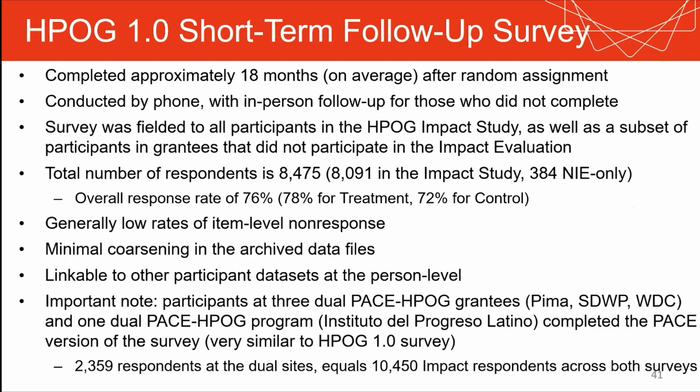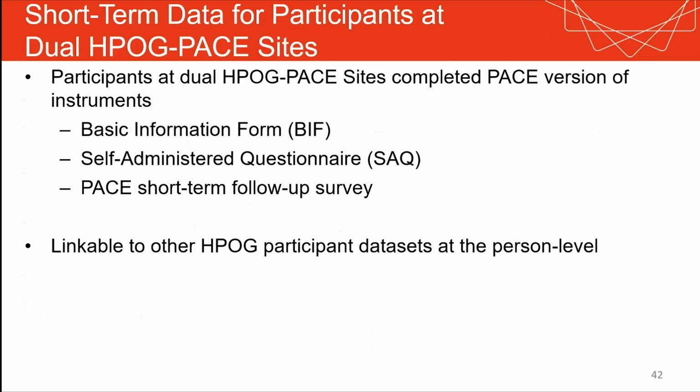Next, we have the HPOG 1.0 short-term follow-up survey. This was completed on average about 18 months after random assignment. It was similar but not identical to the PACE short-term follow-up survey. So again, really rich data on educational experiences, employment success, psychosocial indicators, economic well-being, family well-being. For the participants at the dual HPOG PACE sites, we included extracts of the PACE version of these instruments, which we talked about previously.